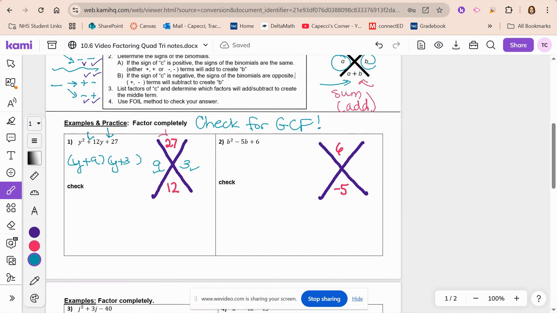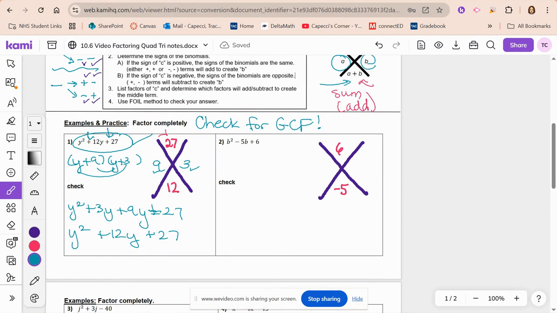So y times y is y squared. My outside gives me plus 3y. My inside gives me plus 9y. And my last is 27. When I combine my middle terms, I get y squared plus 12y plus 27, which is what I wanted to start with. So I'm all set. All right, let's take a look at the next problem.